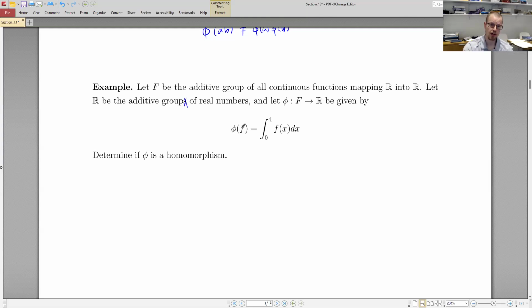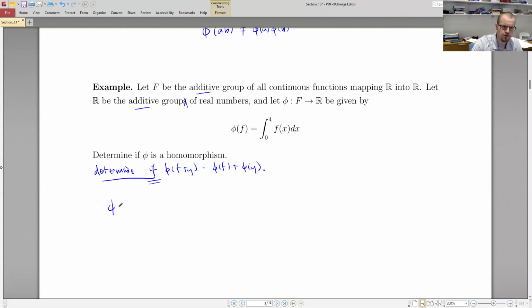So the image of this function is a number, right? When we evaluate an integral, we get a number. And the question is, is the operation preserved? So we're looking for addition and addition here. So what I want to do is determine if phi of f plus g is equal to phi of f plus phi of g. That's what I want to do. I want to determine if. I don't know it yet. Let's determine.